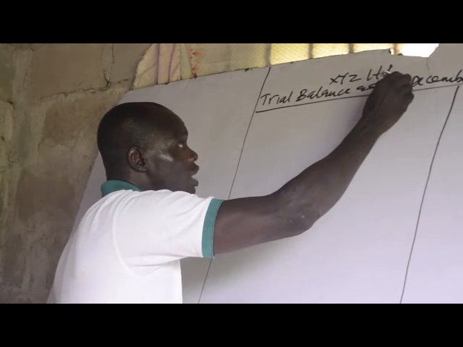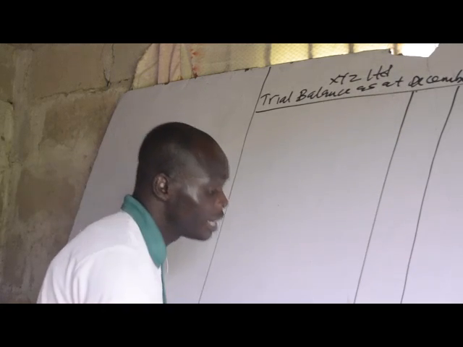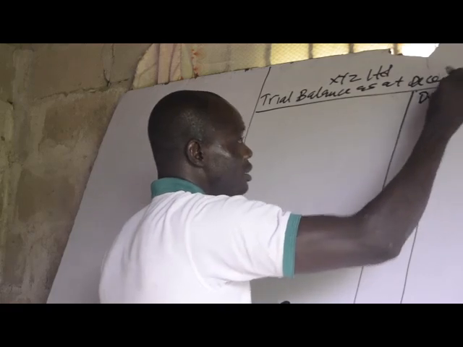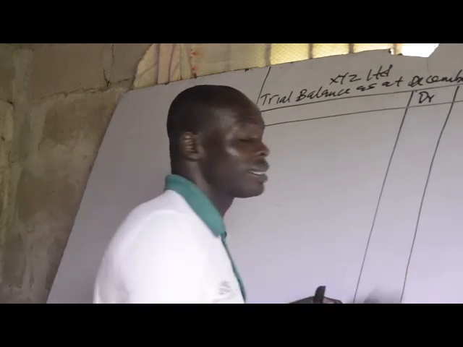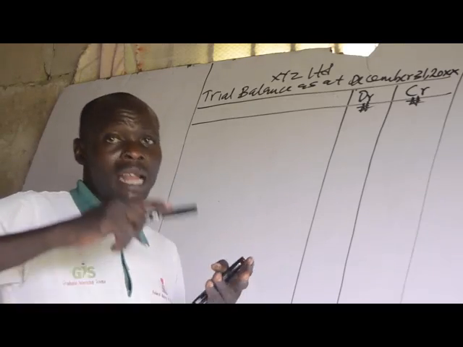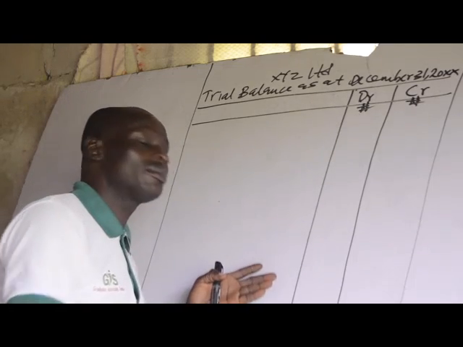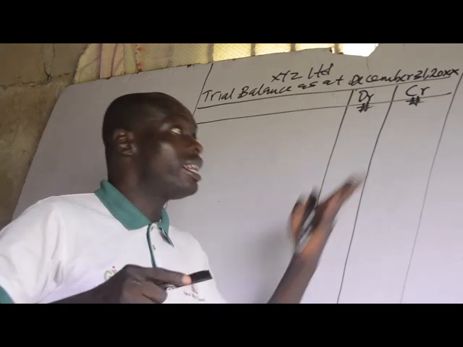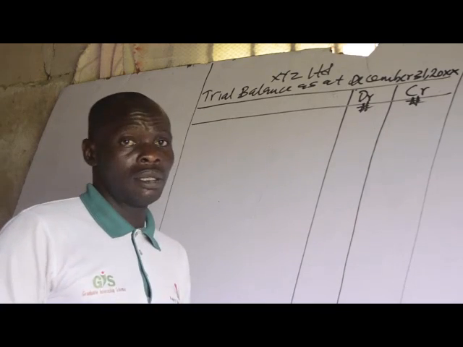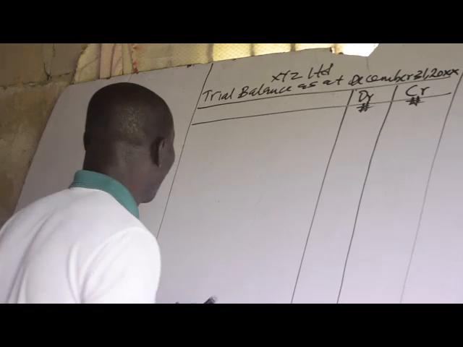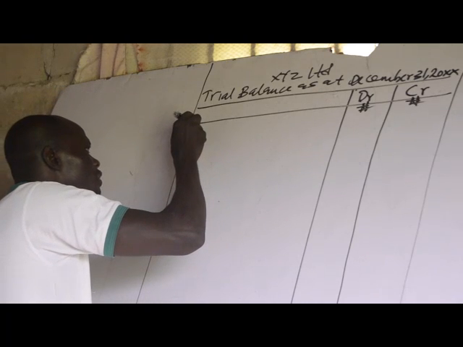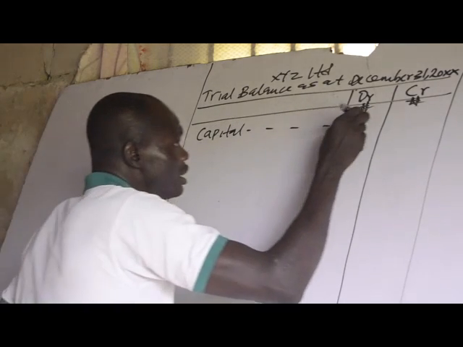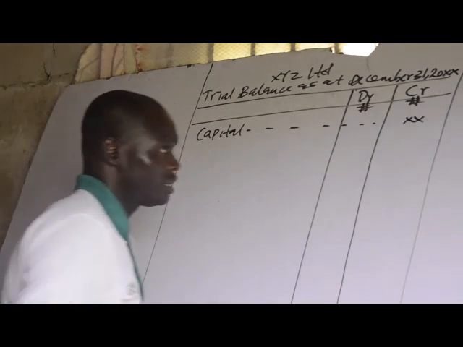In your trial balance, we are going to have both the debit and the credit side. Remember, I've told you that all assets and expenses should be debited. All liabilities, income and equity should be credited. Income is part of equity. Number one, we have capital. Capital is an equity, therefore it should be credited.